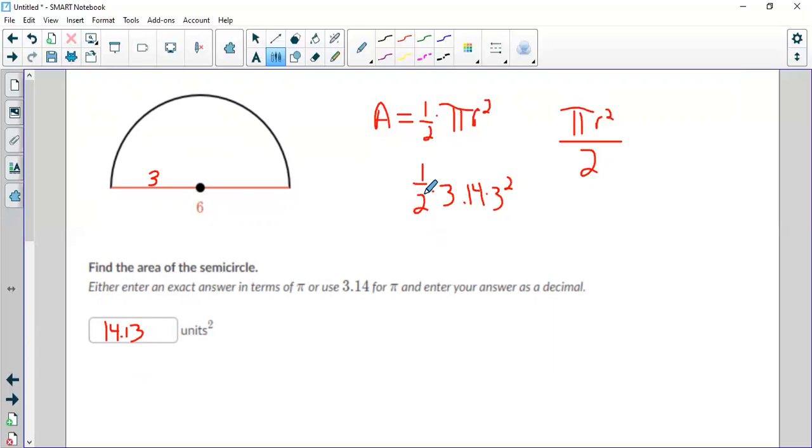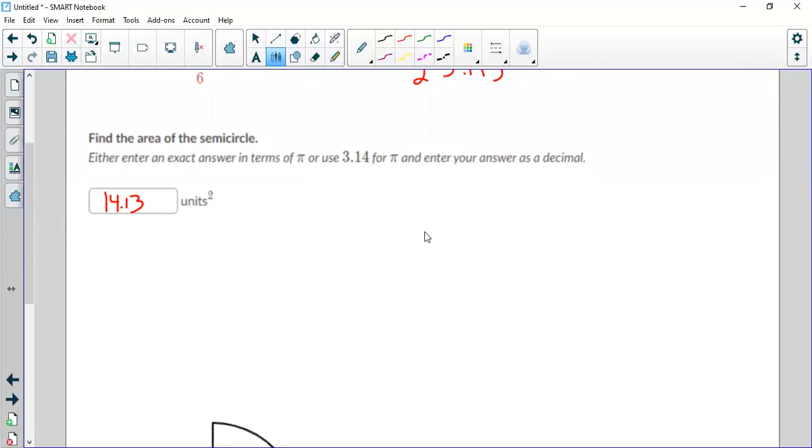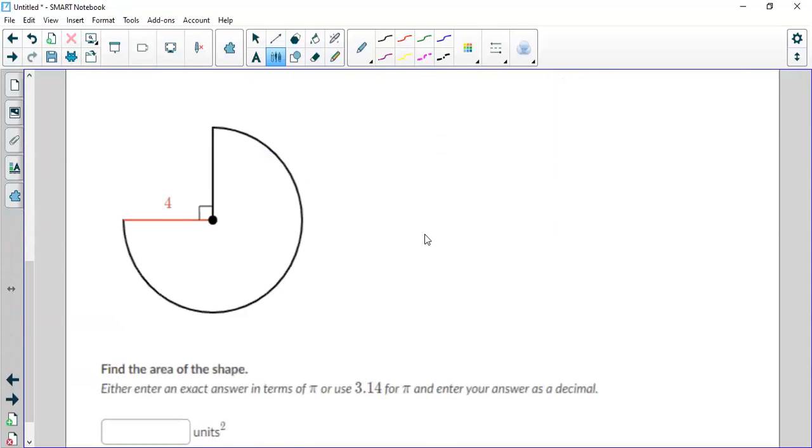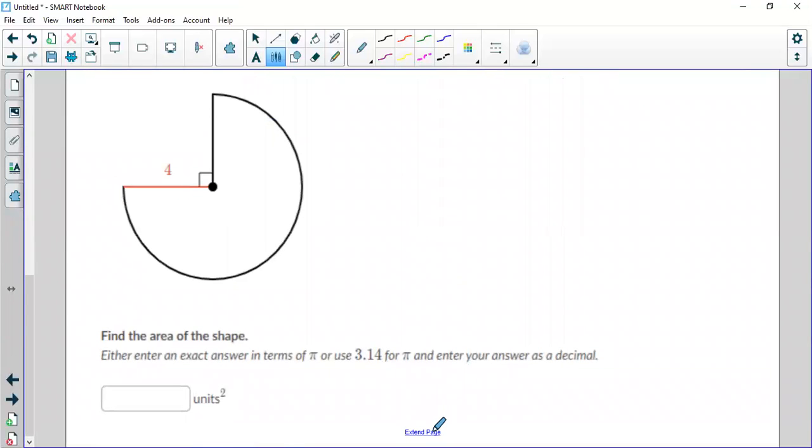Remember, half is a 0.5. You can multiply by 0.5 if you want. And remember that the half in the formula had nothing to do with taking the diameter, cutting it in half to make a radius. I need a radius measurement to use in my formula. All right, last but not least, now we're going to take these circles, cut them up into weird pieces.